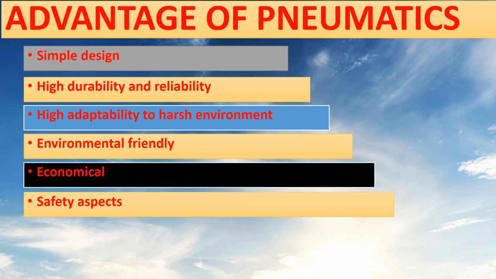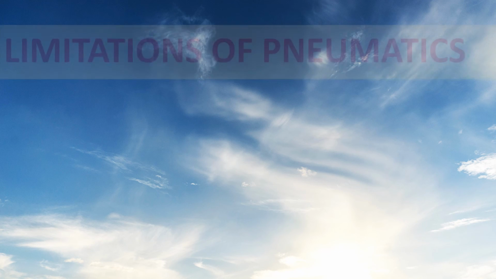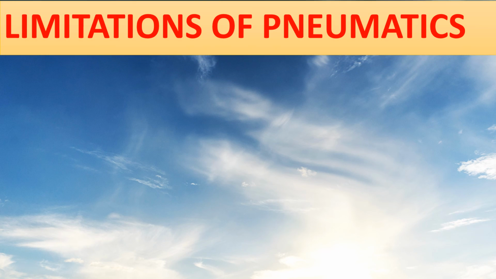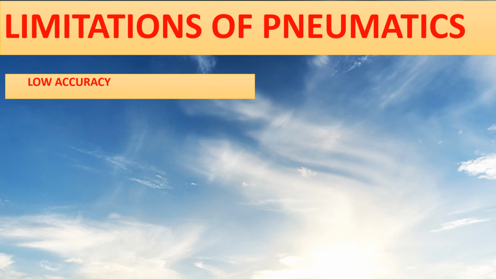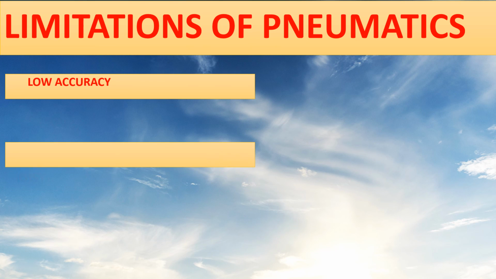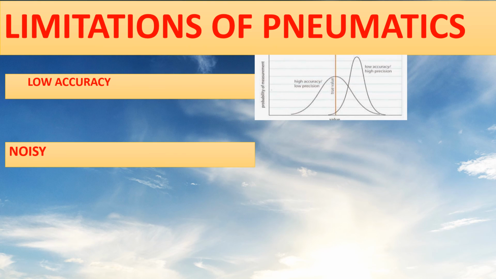So these are the basic advantages of a pneumatic system, but apart from the advantages there are some limitations also. The limitation of a pneumatic system is low accuracy, because it contains a lot of mechanical systems and a compressor and a lot of transportation media also, and the fluid is transported through piping. So it is not as accurate as compared to an electrical system.